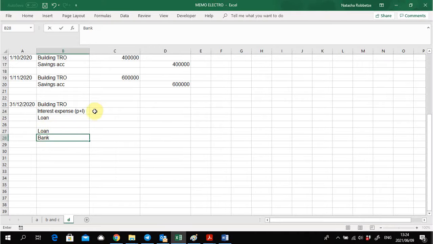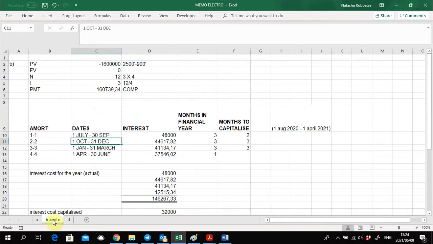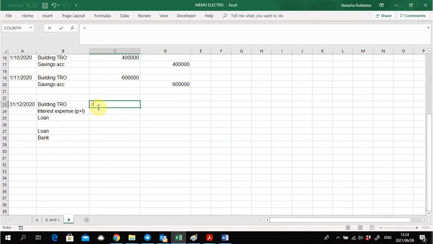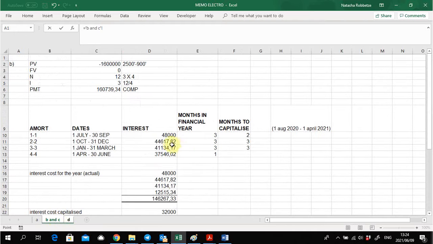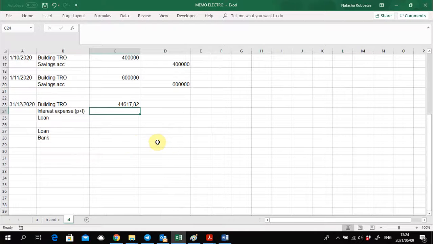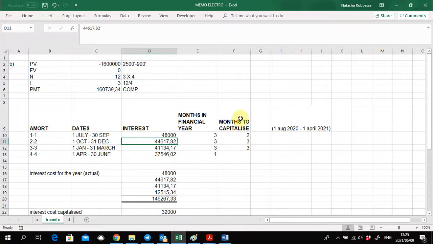a payment. So if we go back to our calculations, you will find that for capitalization purposes, all 3 months fell within the capitalization period. So we can use this amount as is. So here I'm going to say equals that. Then also within the financial year, all 3 months was within the financial year. So all 3 months which we capitalized, all 3 months fell within our financial year.